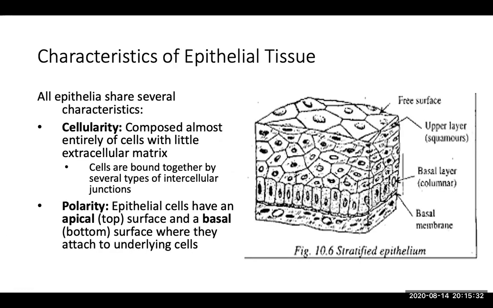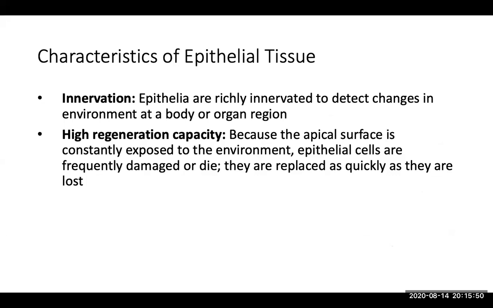All epithelial tissue have what we call cellularity, which means they're composed almost entirely of cells. They don't have any extra stuff in them. They're just all cells. They're also polar, where they have an apical or top exposed surface and a basal bottom or attached surface. Epithelial tissues are richly innervated with nerves to detect changes in the environment. They have a high regeneration capacity, meaning they can quickly regenerate and create more epithelial tissue cells.